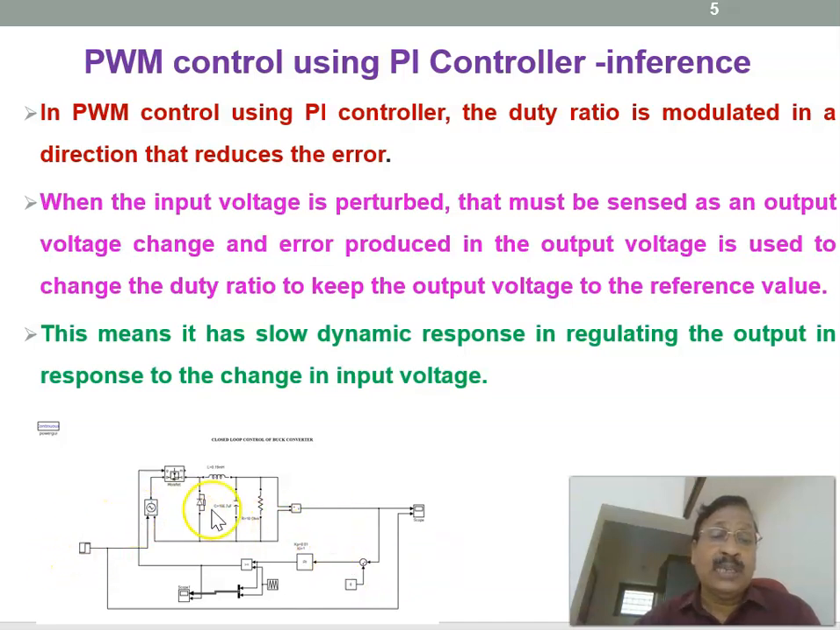Whenever there is a perturbation, it causes a change in output voltage, which is sensed and compared with the reference. Based on that, the output of the PI controller changes, and that is compared and changes the duty cycle. But this means it has a slow dynamic response in regulating the output in response to the change in input voltage. It takes a few cycles to get stabilized in a PI controller. Therefore, now we will explain another type of control, the one cycle control technique, in which the response is faster than the PI controller.